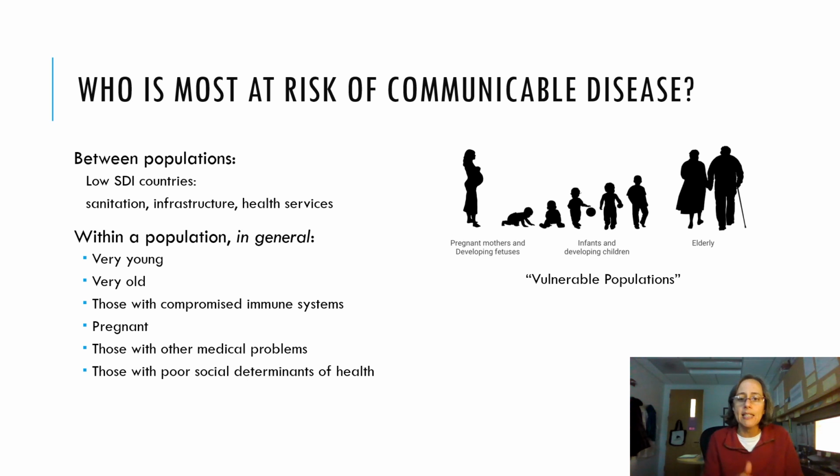All right, so we tend to think of these groups, the very young, the very old, immune compromised, pregnant, people with other medical conditions and with poor social determinants of health as these kind of vulnerable populations, people we need to think about, right? We can't just say, oh, there's a pandemic going on, you people all stay at home and the rest of us will just carry on, right? These are parts of our communities, but we need to think about them.